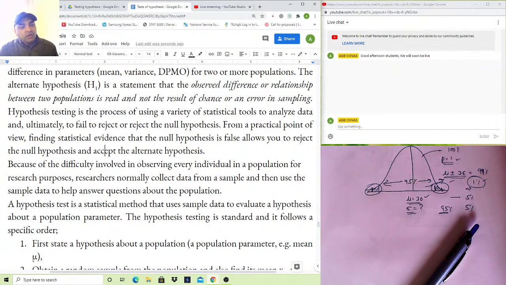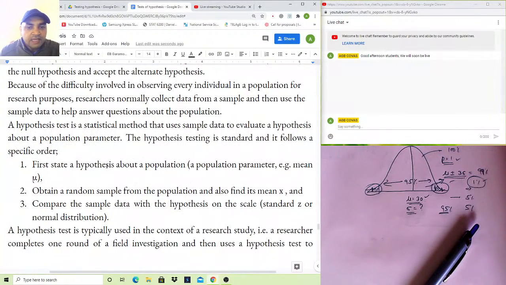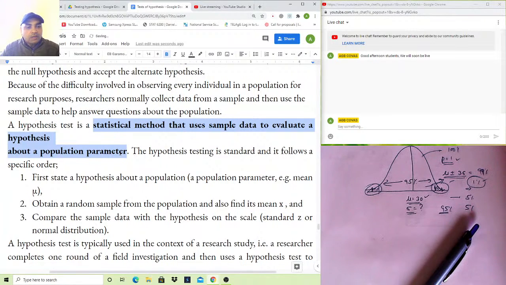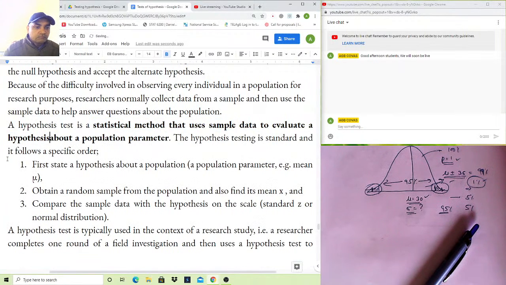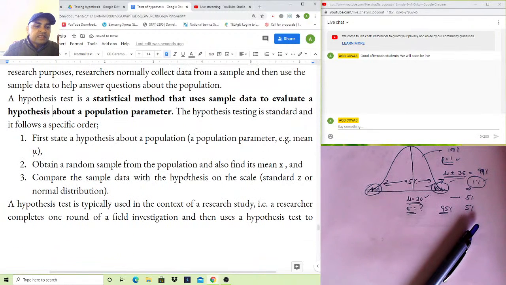Because of the difficulty involved in observing every individual in the population for research purposes, researchers normally collect data from a sample and then use the sample data to help answer questions about the population. So, what is a hypothesis test? It is a statistical method that uses sample data to evaluate a hypothesis about a population parameter. And hypothesis testing is standard and follows a specific order.